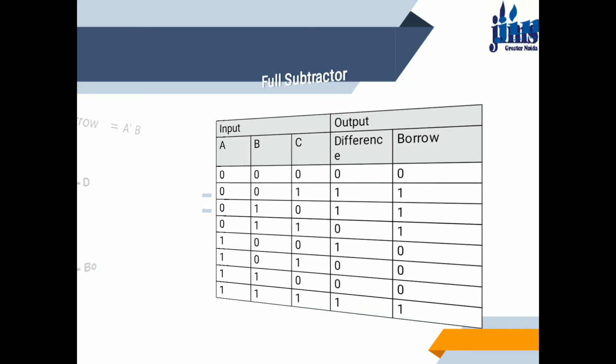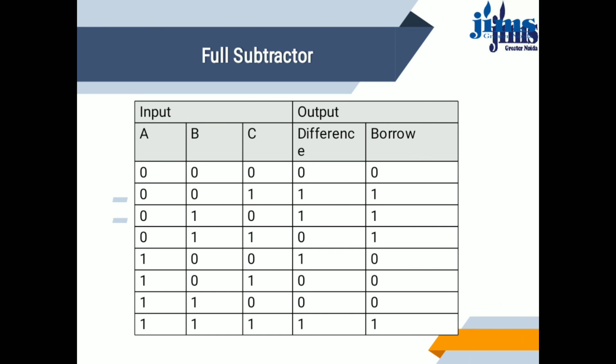Now let's talk about the full subtractor. As we made a truth table for 3 inputs and 2 outputs, just like that, we will again prepare a truth table for 3 inputs similar to the full adder. But the difference is in the output. The outputs are now difference and borrow. Difference of what? Subtraction of A minus B minus C. So first we subtract B from A, and from the result C is subtracted. This is the way we generate the difference and borrow outputs.